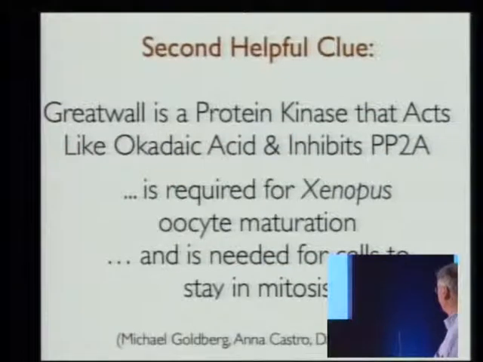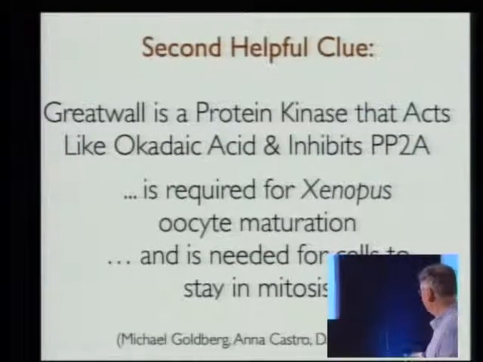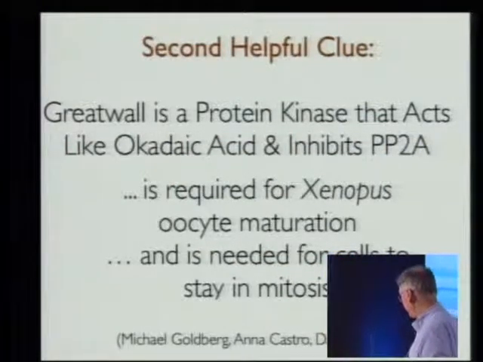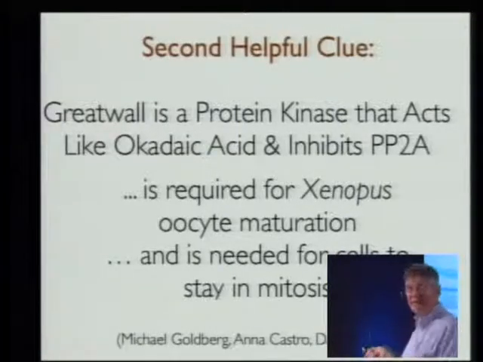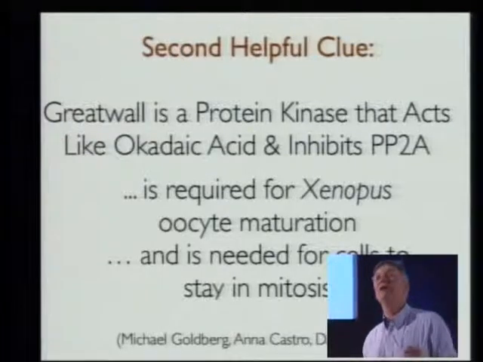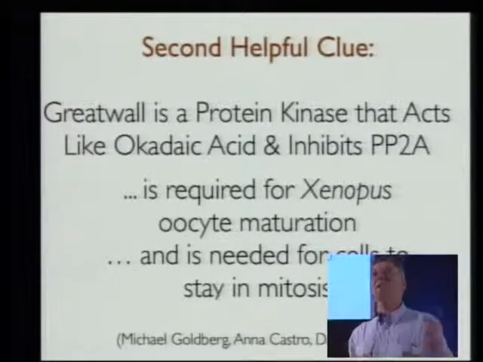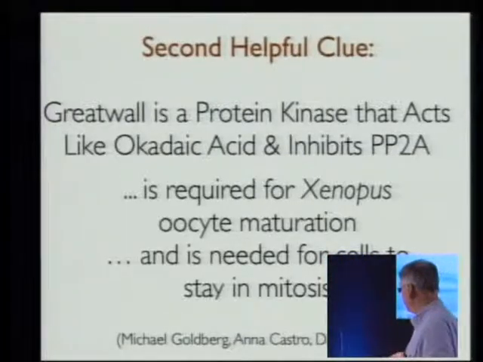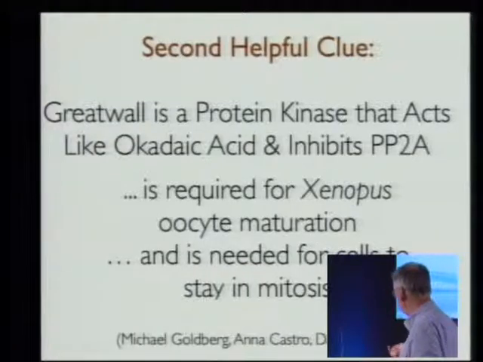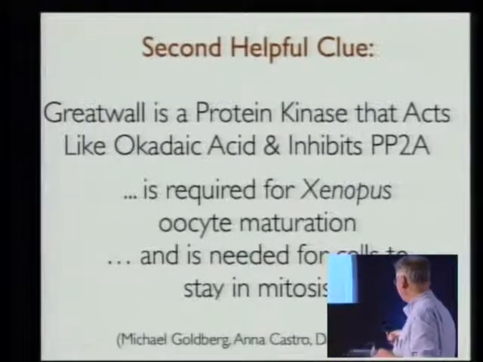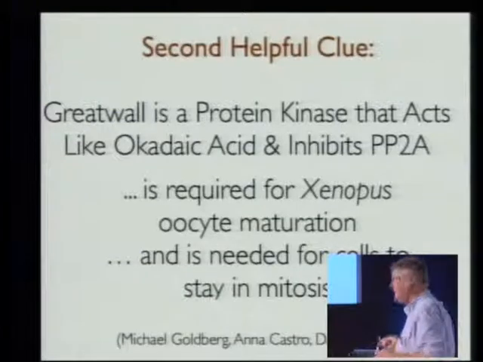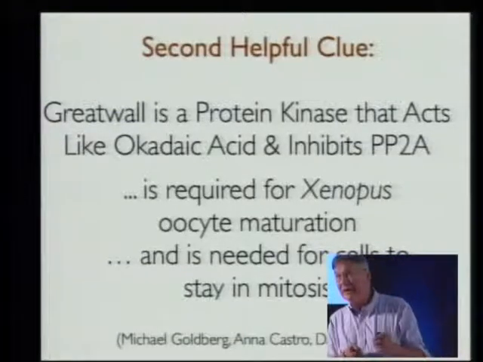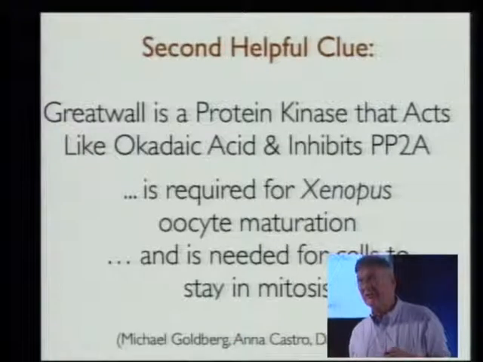The other clue was that it turned out that there was increasing evidence, first from Michael Goldberg and then from Anna Castro and David Glover, that there was a protein kinase in there that appeared to act like okadaic acid. It appeared to act by inhibiting PP2A. And this protein kinase beautifully was shown, it was first found in Drosophila, but it was shown to be necessary for Xenopus oocytes to mature, and it's actually needed for extracts to stay in mitosis. So this is pretty spectacular.